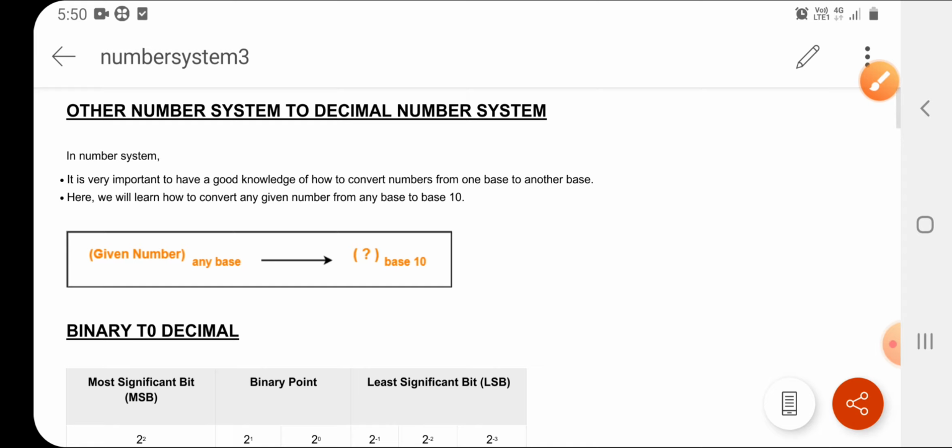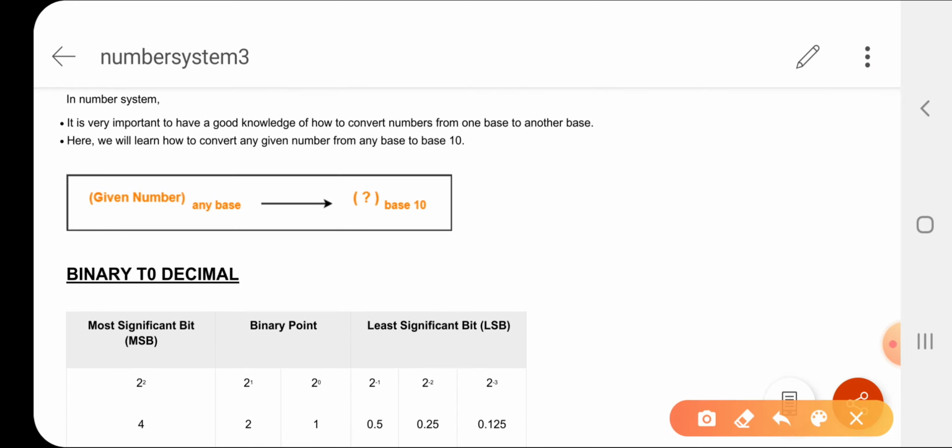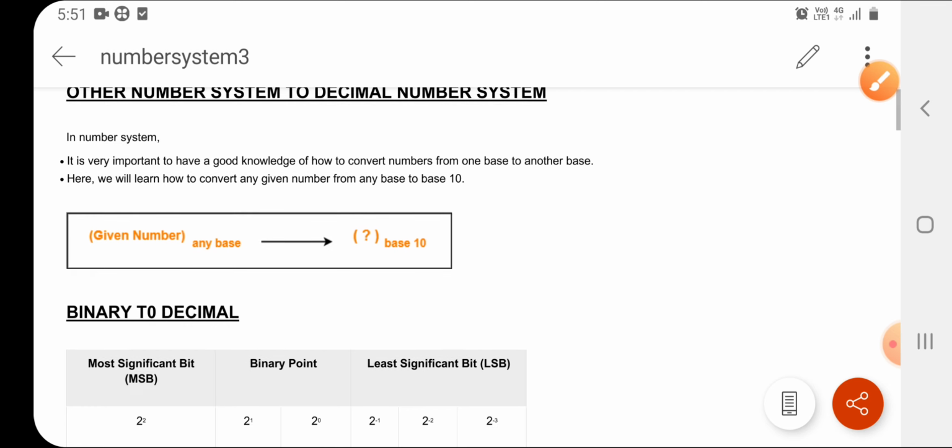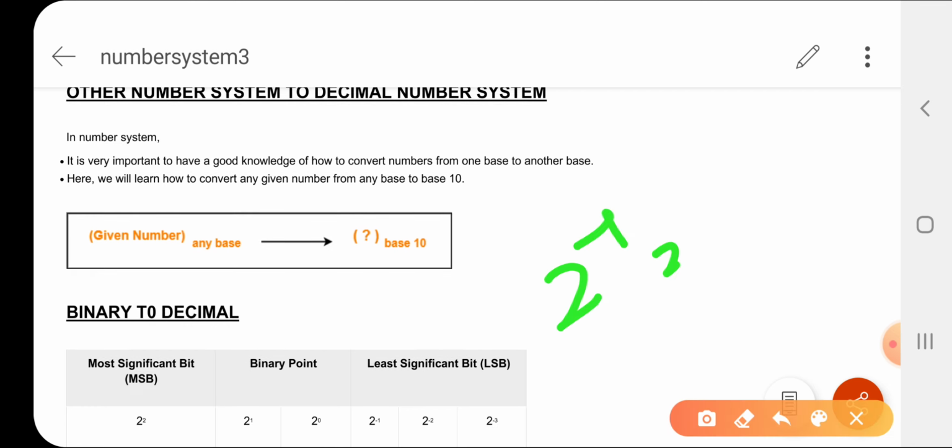Now 2 power minus 1 is 1 by 2. 2 power 1 is 2, and since it is minus 1, it is 1 by 2. To calculate it, 1 has to be divided by 2. When you divide 1 by 2, what do we get? 0.5. So 2 power minus 1 means 0.5.